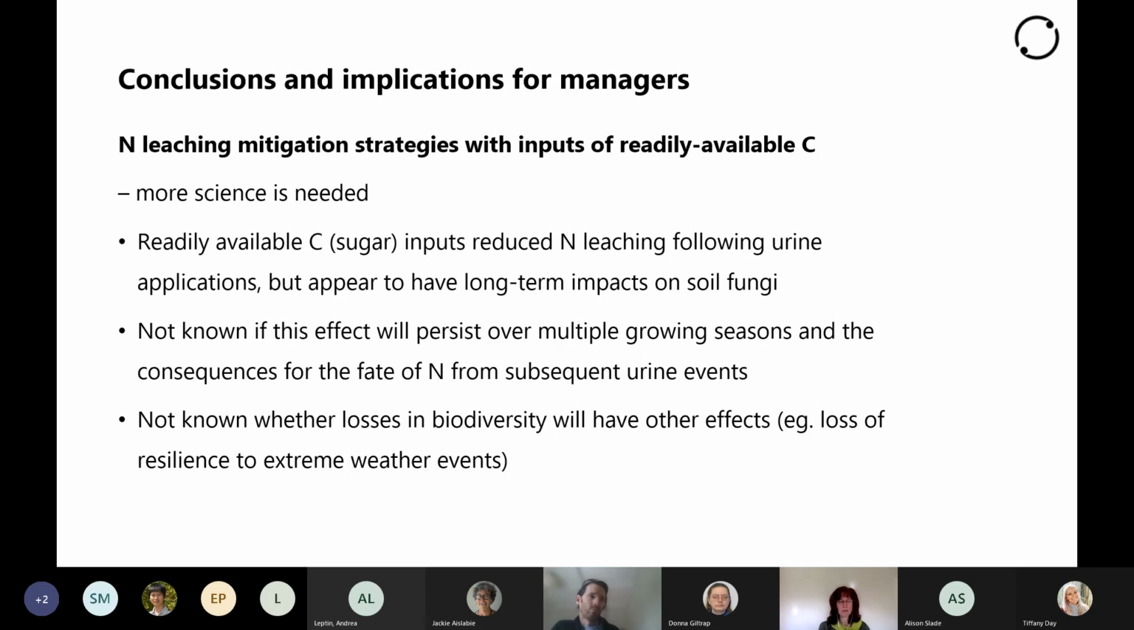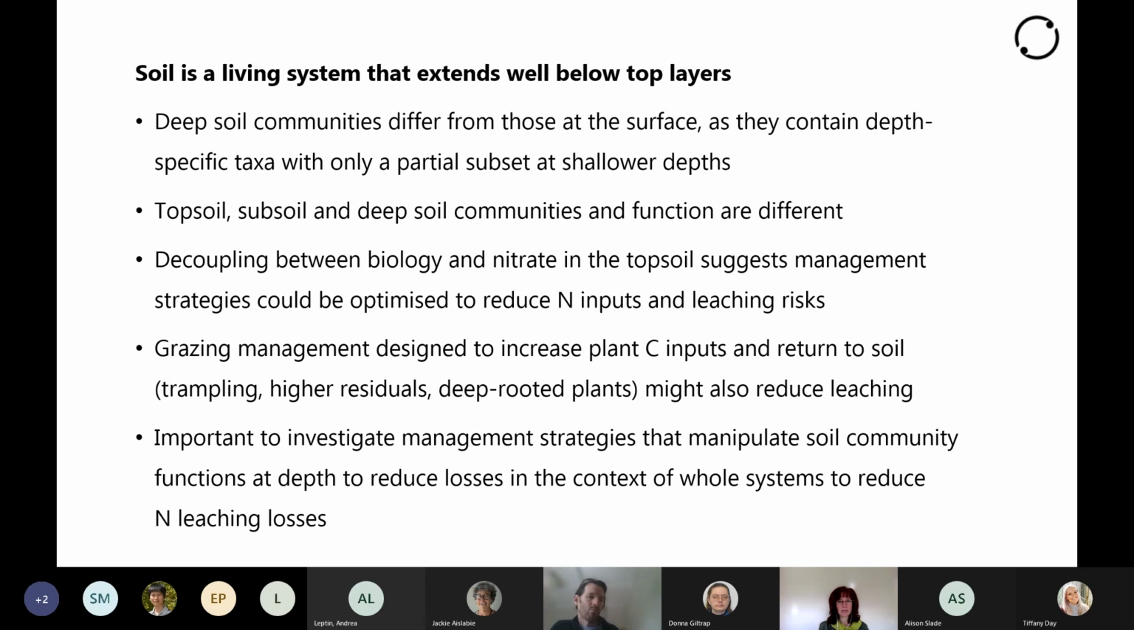And we don't know whether there's going to be a loss in important properties that could, for example, help with resilience to extreme weather events, or changes in fertilizer application, or any changes subsequently. Have we lost the ability to be resilient to that and respond in the way that we want? If you want to move to the next slide.